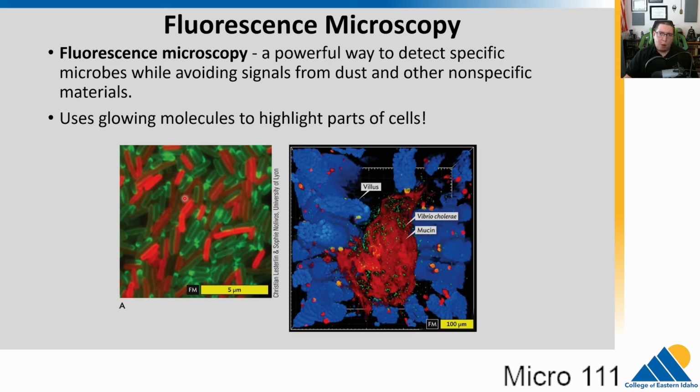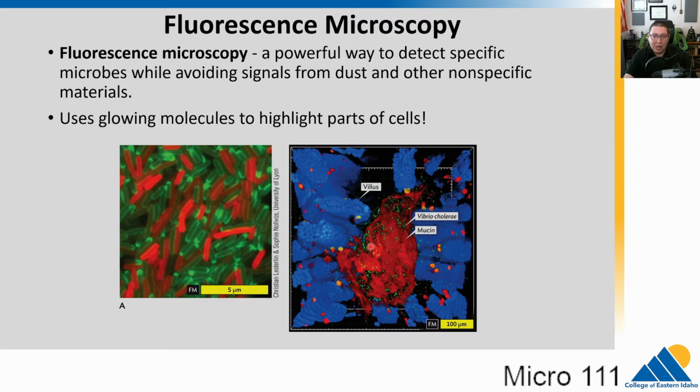And this is really powerful because not only can we detect specific microbes, we can use a stain that actually can tell if they're alive or dead. These red ones here are dead. They glow red. They fluoresce red. These live ones are green. They fluoresce green. Or we could even stain individual little parts of cells.